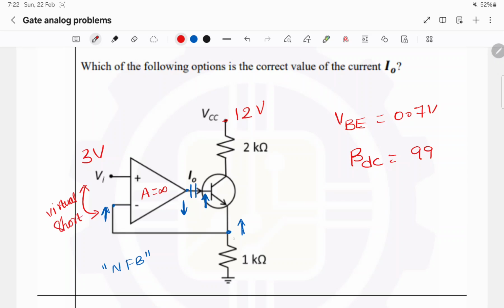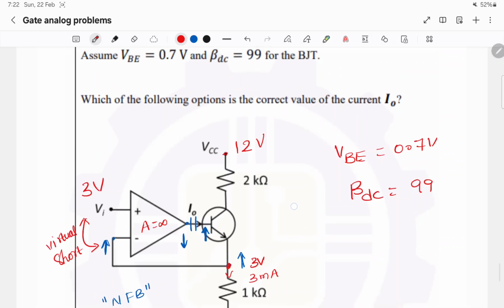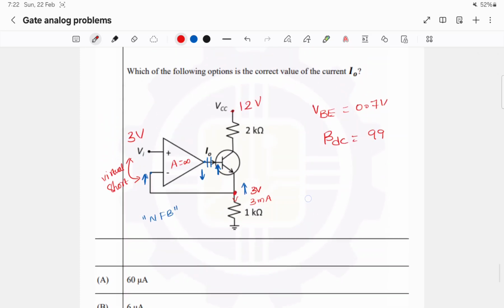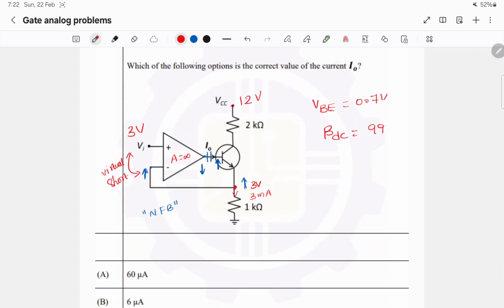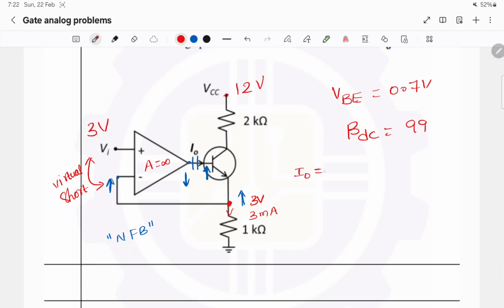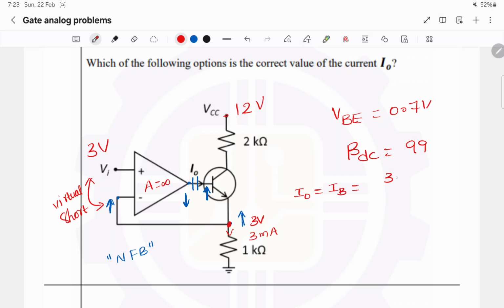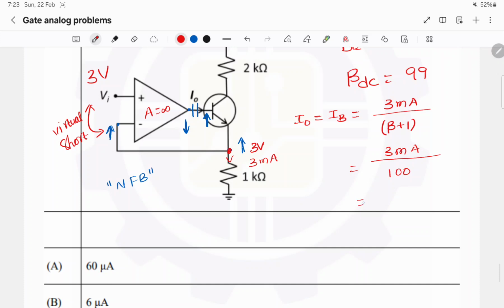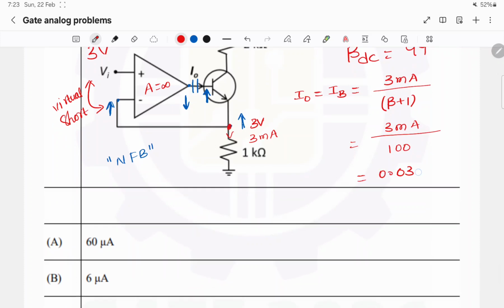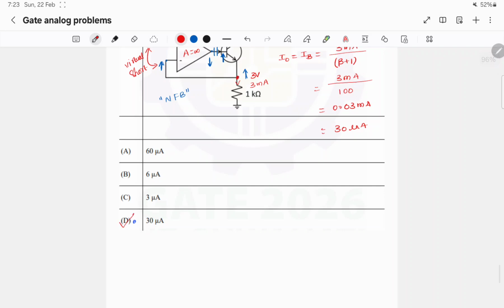So the voltage here will be 3 volts, and the emitter current will be 3 by 1 kilo ohms, 3 milliamps. And we have to find out the value of I0. I0 is the base current of the BJT. I0 is IB, which is IE by beta plus 1. 3 milliamps by 100, 0.03 milliamps, that is 30 microamperes. So the answer is 30 microamps.